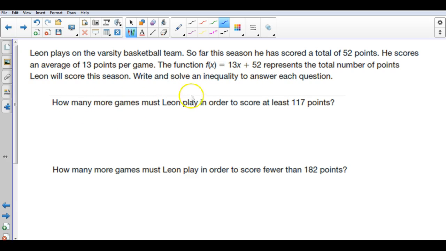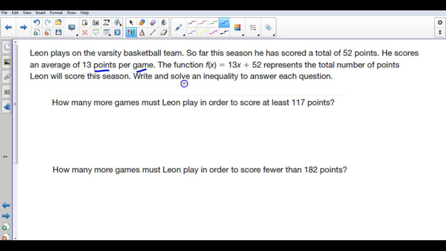So how many more games must he play in order to score at least 117 points? So let's think about this. Our input value is going to be the x here, and that's going to represent the number of games he's playing. We know that his rate of change is 13, and that's points per game. So x is the number of games. f of x is going to represent my output here, which is going to be the number of points that he scores. So however many games he plays, if you think about it, the more games he plays, the more points he'll earn.